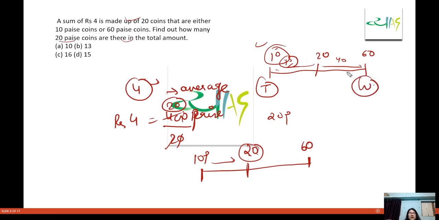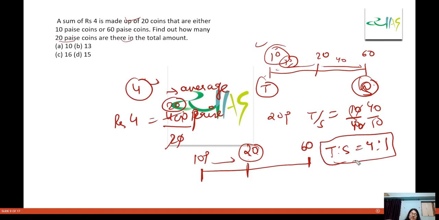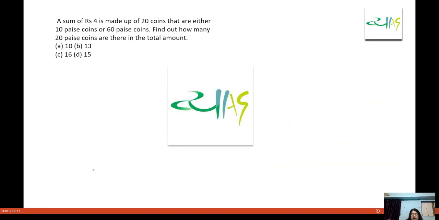This is 60 paise coin, sorry, I'll write this as S. So T by S is equal to 40 by 10. So T is to S is equal to 4 is to 1. Now I know this is the ratio. But in total I have how many coins? 20 coins. So 20 divided by 5 will be 4, because 4 plus 1. Then T is equal to 4 into 4, that is 16 coins. So our answer comes to be 16 coins. I hope everybody is clear with this.